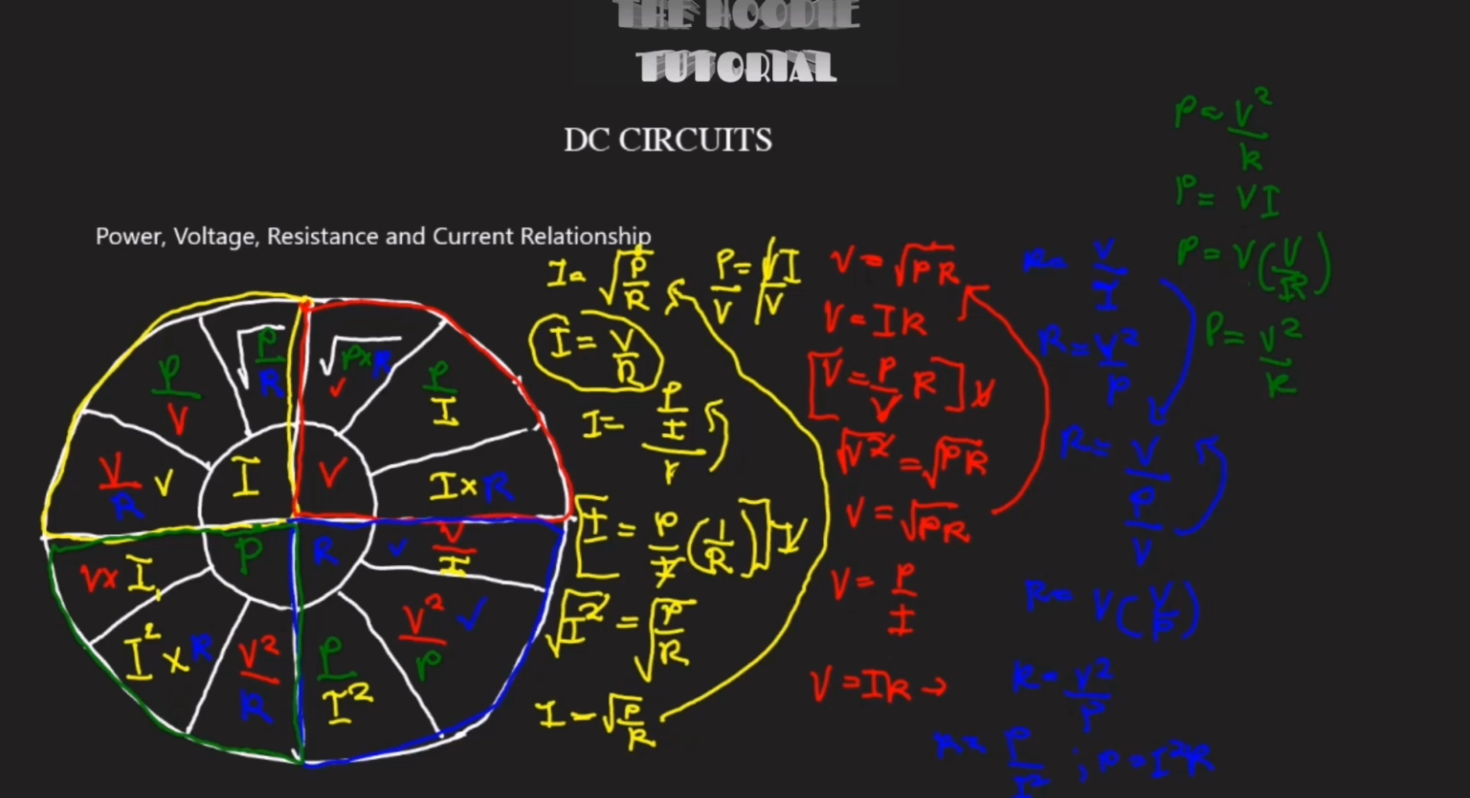So I is equal to V over R right here, multiplied by V. That would lead to P is equal to V squared over R. That is how we derive the equation. So notice that they are both the same.